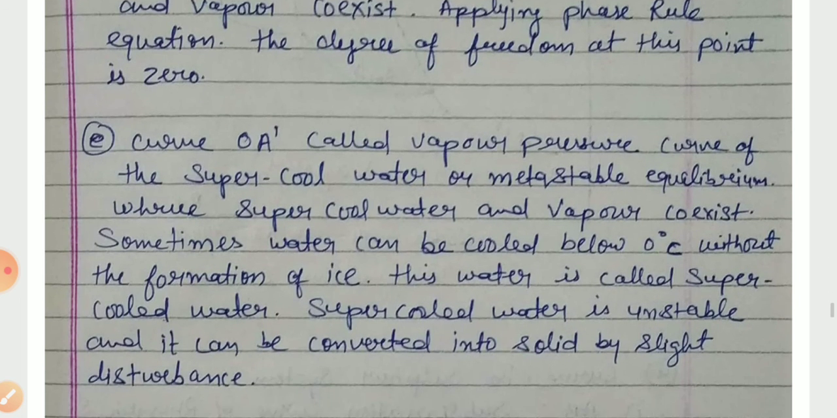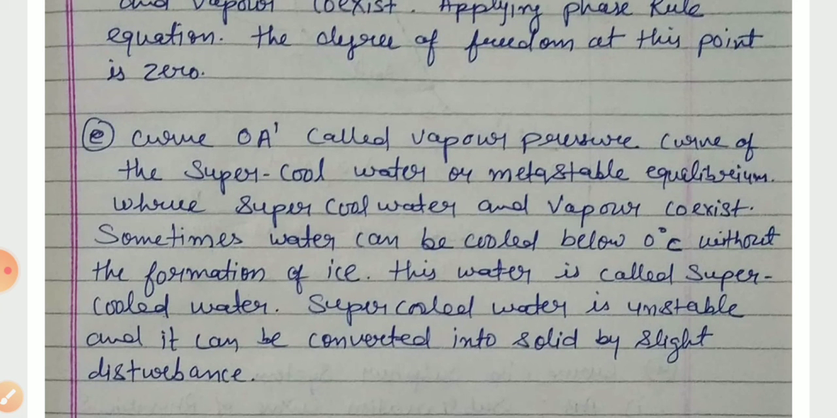Now the curve OA dash is also known as the vaporizing curve of supercooled water, or a metastable equilibrium, where supercooled water and vapor coexist. Sometimes water can be cooled below 0 degrees centigrade without the formation of ice. This water is called supercooled water. Supercooled water is unstable, and it can be converted into solid by a slight disturbance.